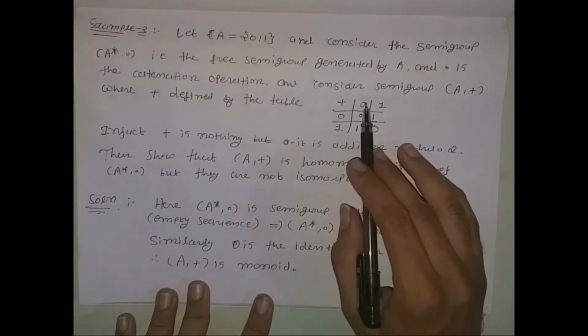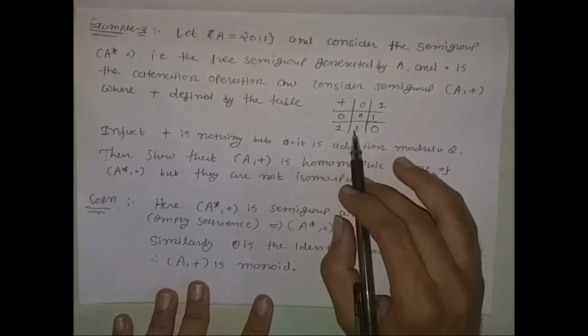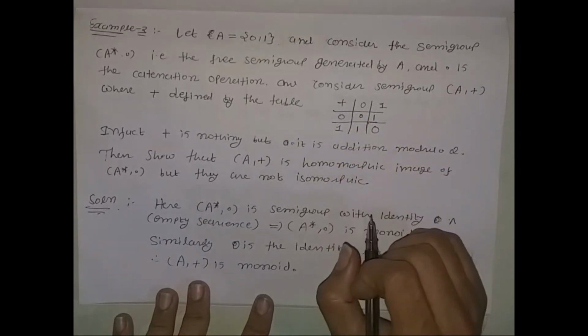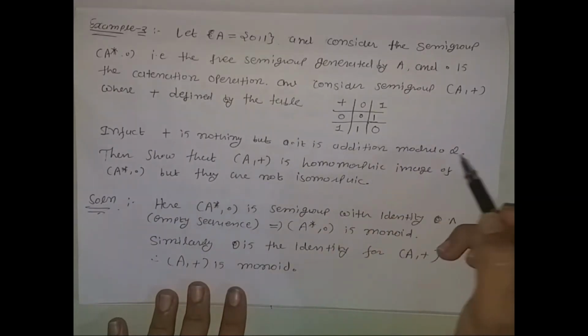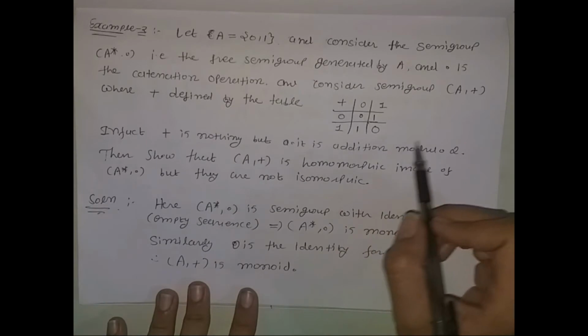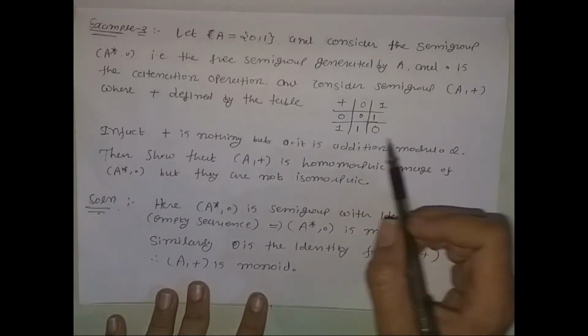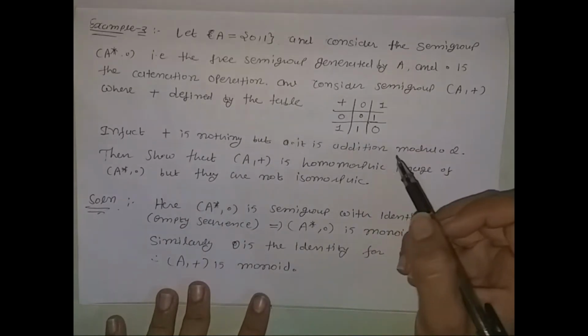Plus is defined as: 0 plus 0 is equal to 0, 0 plus 1 is equal to 1, 1 plus 0 is equal to 1, 1 plus 1 is equal to 0. In fact, plus is nothing but addition modulo 2. We will learn more about addition modulo later.